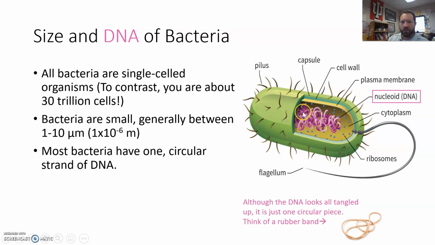So I know that the picture here makes it look like a big mess and not circular at all, but really just think of a rubber band. If a rubber band is circular, we all know that, but if you let it kind of roll up, it gets all tangled up and knotty, and that's what's going on with the bacterial DNA here. It is indeed just one circular strand of DNA.